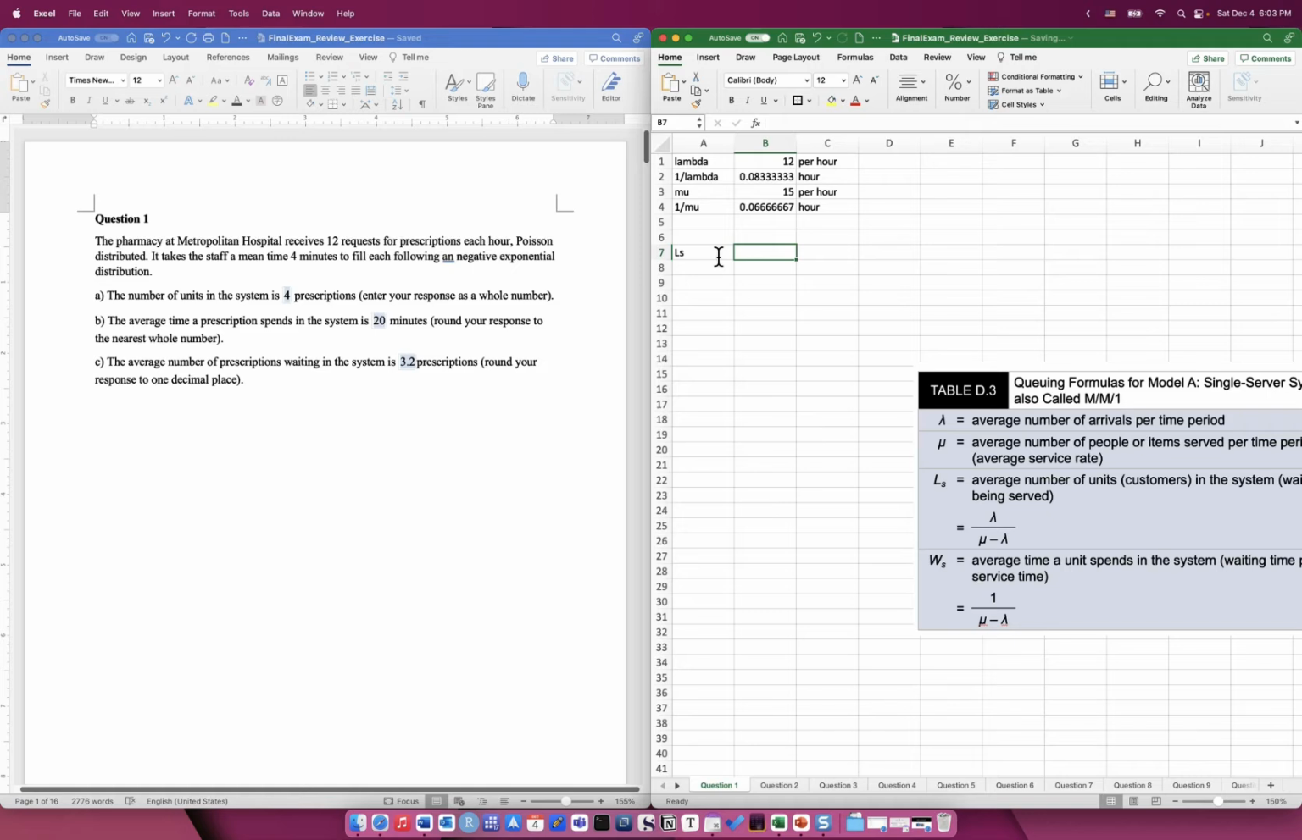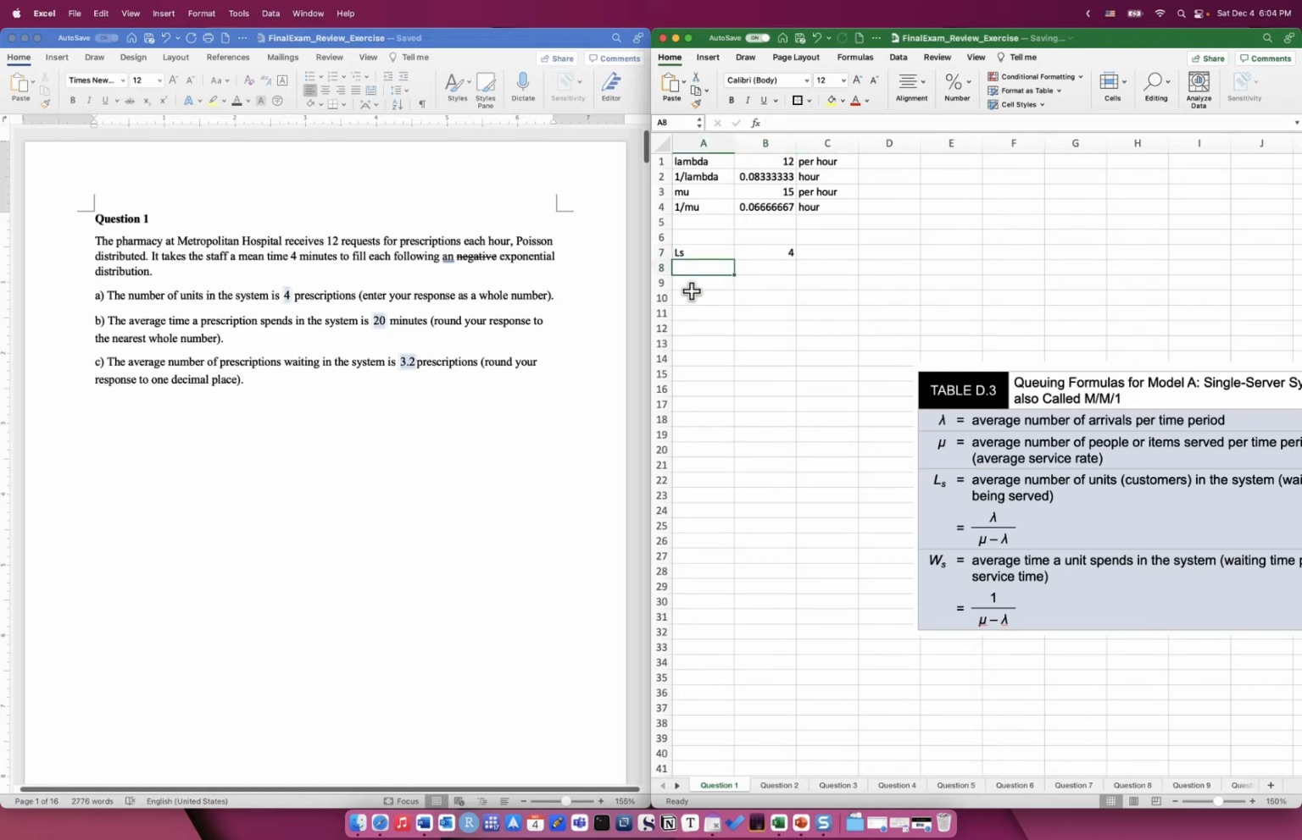Okay, so it's basically lambda over mu minus lambda. So Ls, the length of the system, is actually 4. So it's most likely, on average, there are 3 people waiting in the waiting line. On average, anytime, in general, there are 3 people waiting in the system, and 1 is actually getting served. That's why the length of the system is 4.